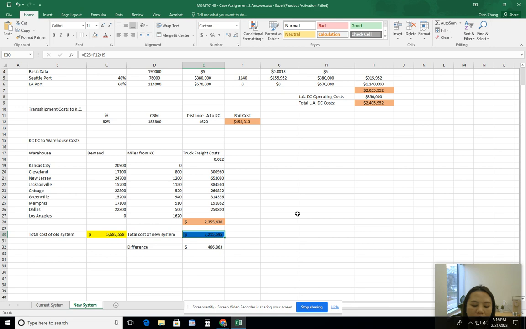So based on the result here, you probably will have that idea. If you were the manager at Grangers, you should upgrade LA to another distribution center, because it can help you save money compared with the current system here. Even though you need to invest more, you will get that money back in around 3 years. So here is all the information for case assignment 2.